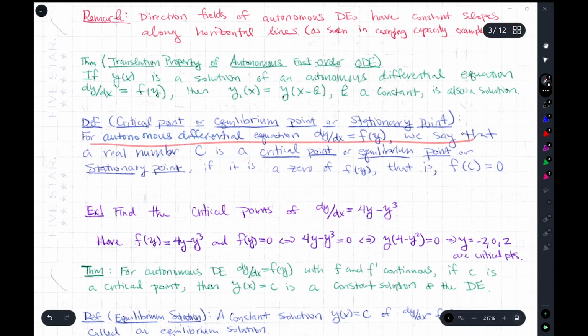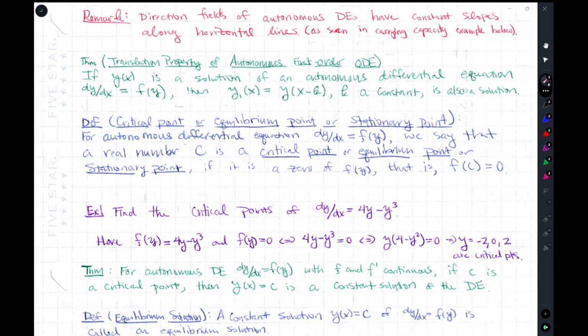For an autonomous differential equation, we say that a real number c is a critical point, or equilibrium point, or stationary point if it is a zero of f(y), that is, f(c) = 0. These all mean the same thing: stationary point, equilibrium point, critical point. They're sometimes used in different contexts.